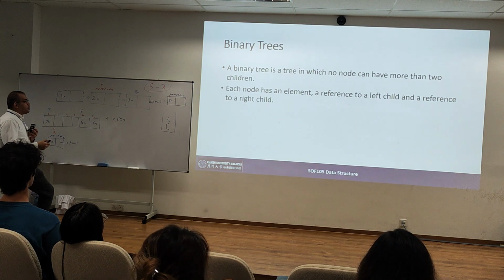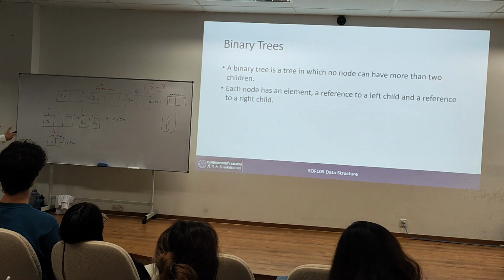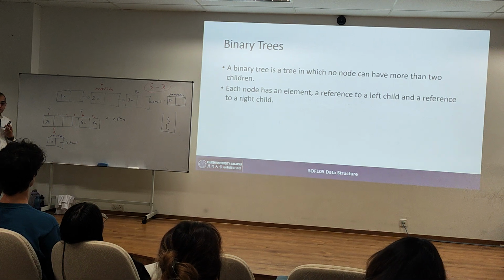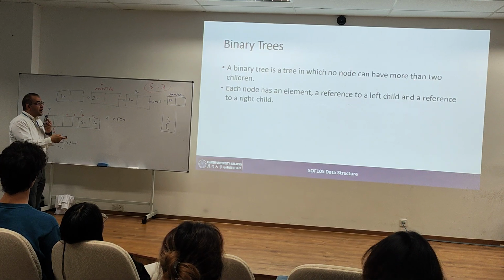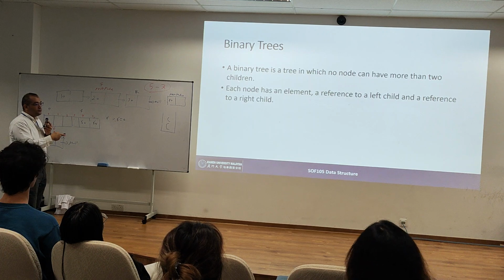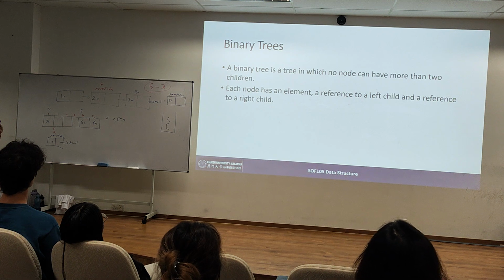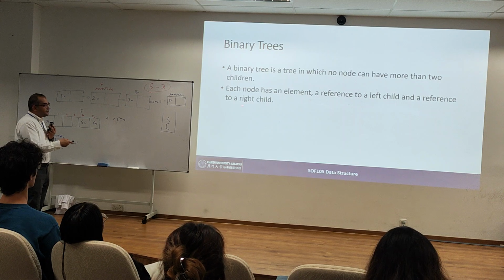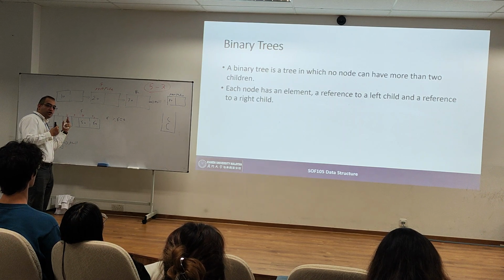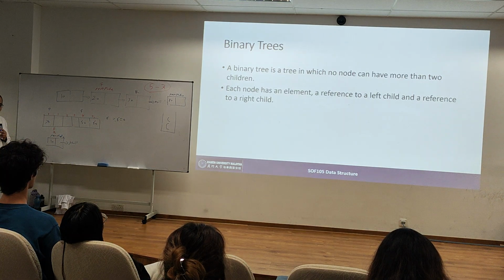So, binary tree. So far, we have looked at tree terminology, but that is not a binary tree. What does binary mean first? 0, 1. Binary means two options. So a binary tree is a tree in which no node can have more than 2 children. Every node has a maximum of 2 children. Each node has an element, a reference to the left child and a reference to the right child. It's like the left child is 0 and the right child is 1, and that's why it's called a binary tree.